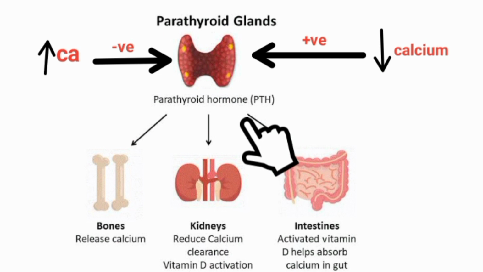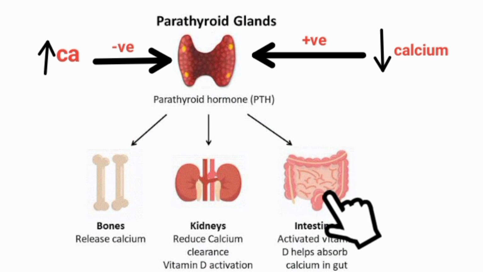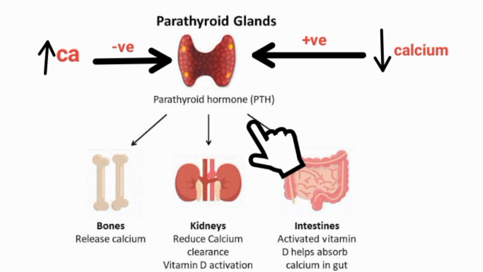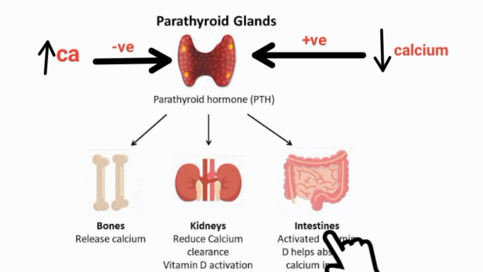So in short, we can say parathyroid hormone increases calcium absorption from the kidneys directly and indirectly from the intestine, secondary to the vitamin D activation. So it's the activated vitamin D which helps in calcium absorption from the gut, and not the direct action of parathyroid hormone. So this is the difference of calcium absorption from the kidneys and intestine.